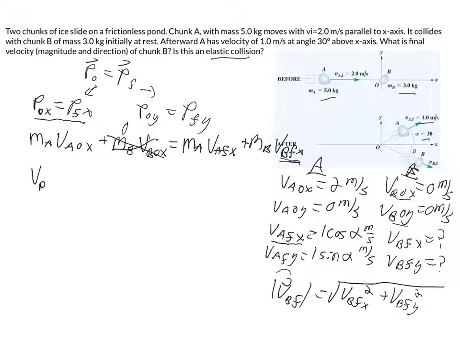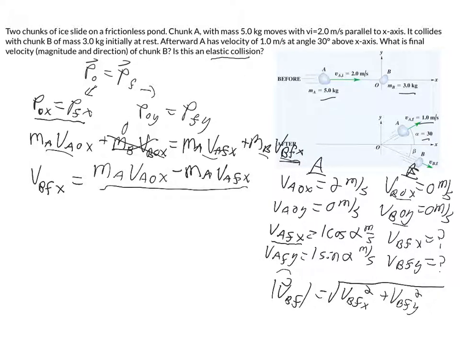So VB final in the x, I'm going to skip a few algebra steps because you guys are getting good at algebra by now, should be equal to mass A times VA initial X, that's what we have here. I subtract this from both sides, so I have minus mass A times VA final X. And then I have to divide by this mass B here to get the velocity by itself. And so that should be my overall velocity B final in the X equation.